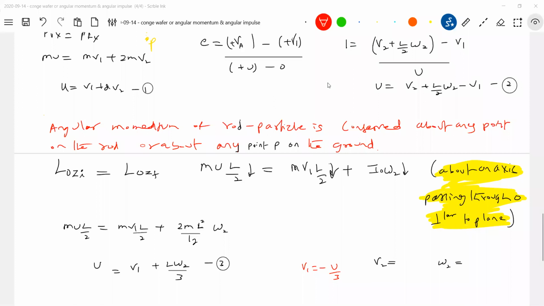Simple, L omega 2 is equal to how much? 3u minus 3v1. That you substitute here. You'll get a v2, v1 equation. Then solve these two, you'll get one. So much of big time.